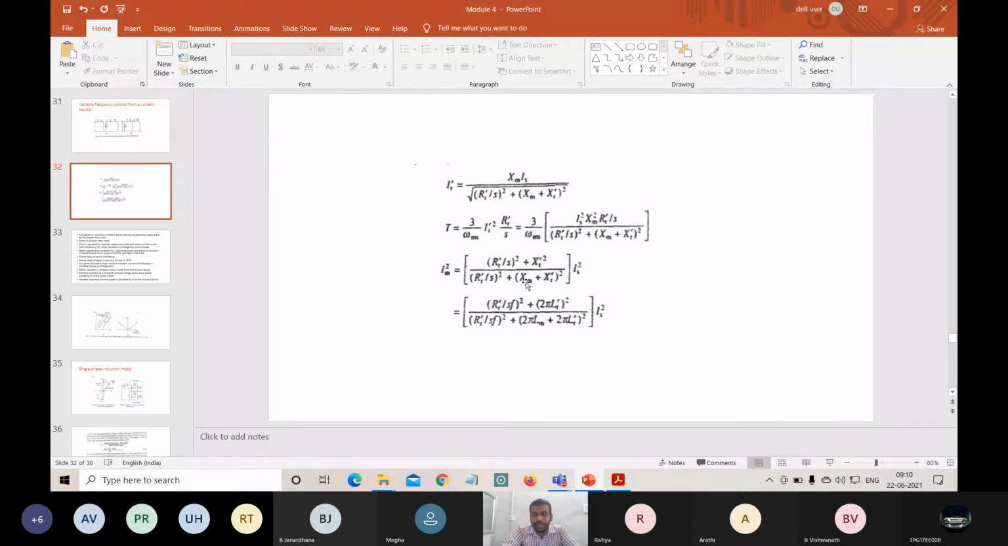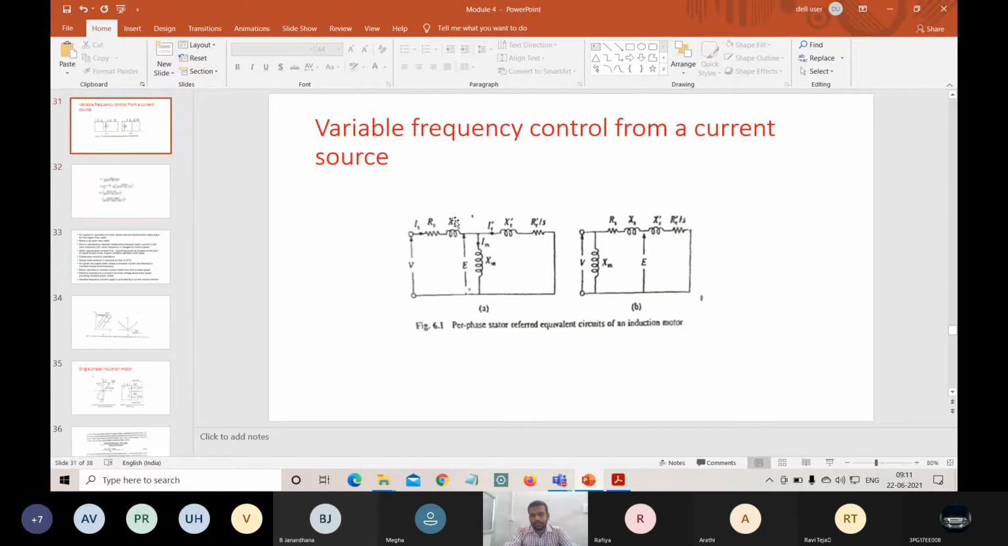So X is equal to 2πF, omega is equal to 2πF. XC, XL, like that, 2πL_r. If you are using inductance, 2πFL. If you are using capacitance, 1 by 2πFC. So that is the formula that we can use. Okay, so these are the equations that we got from the current source.